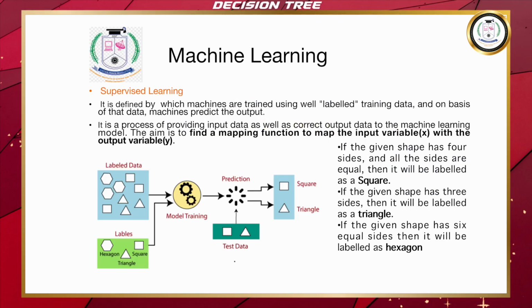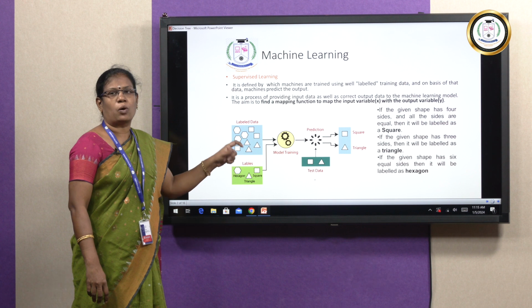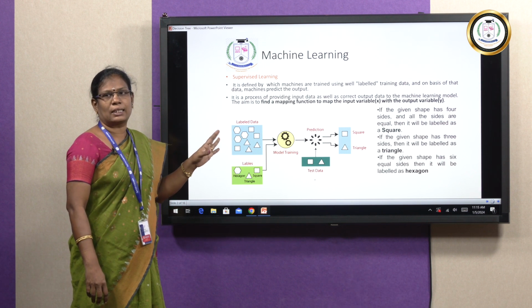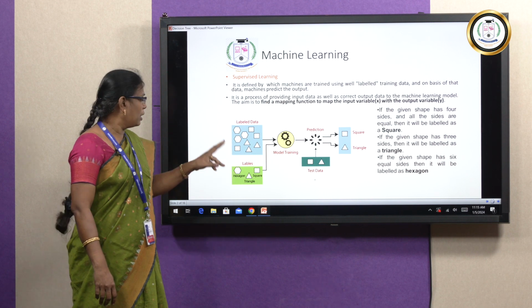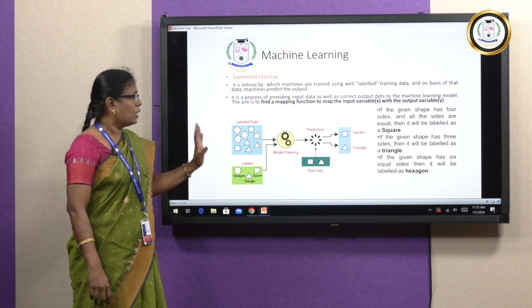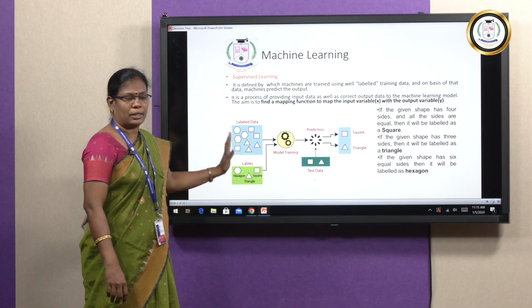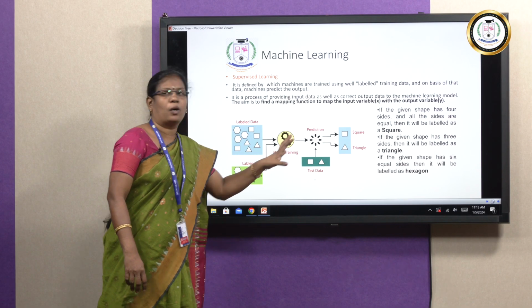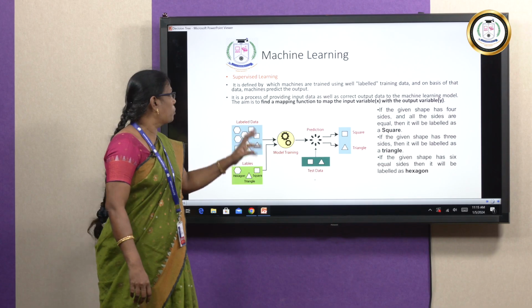Here we have some labeled data, and the labels are hexagon, square and triangle. If it has 4 sides, it is a square. If it has 6 sides, then the label is a hexagon. If it has 3 sides, it's a triangle. The labels are already given, the model is trained with them, and the output is given as whether the shape is a square, triangle or hexagon. This is supervised learning.